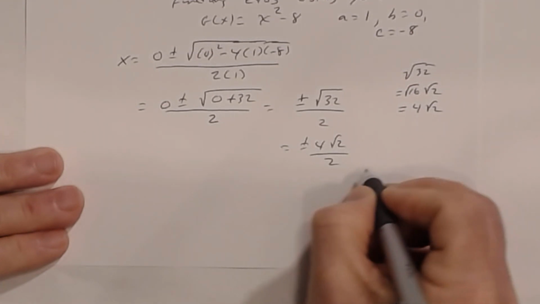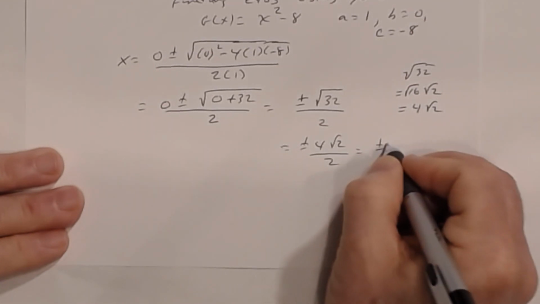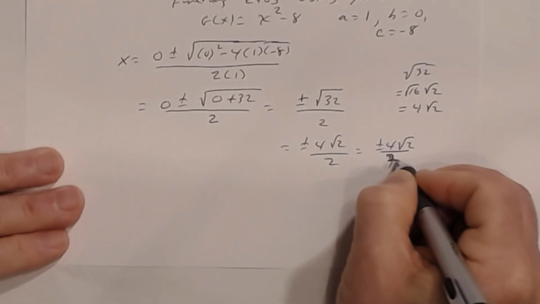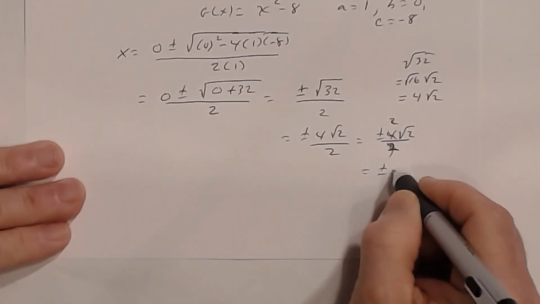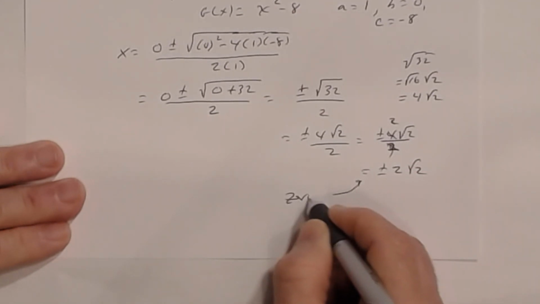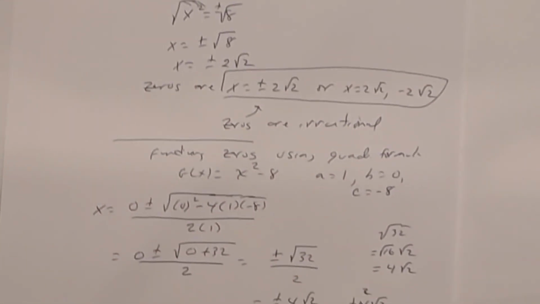Reducing, 4 divided by 2 is 2, right? Let me go ahead and write it like this just to show you. That's a 2 here. So 2 to 2 is 1, 2 to 4 is 2. All right, so this becomes plus or minus 2 square root of 2, and those are your zeros. Those are the same zeros you had if you went ahead and used the square root property. All right, so that was number 5.